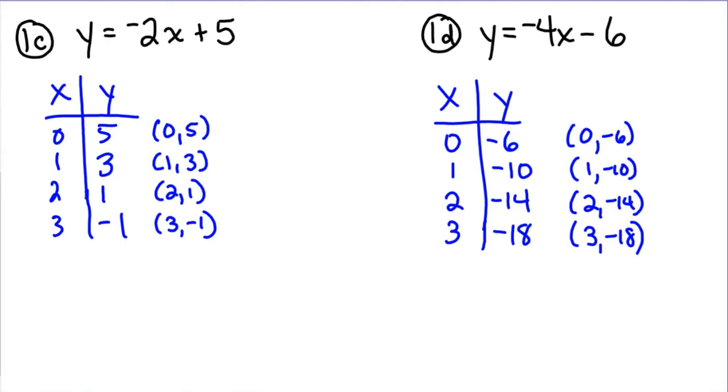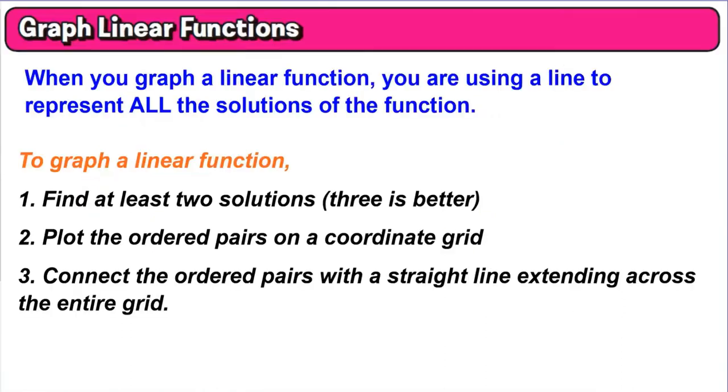So what we're also going to do is put these ordered pairs on a graph and see what it looks like. They should fall in a straight line because these are linear functions. So that's what we're going to do next, is talk about graphing a linear function.